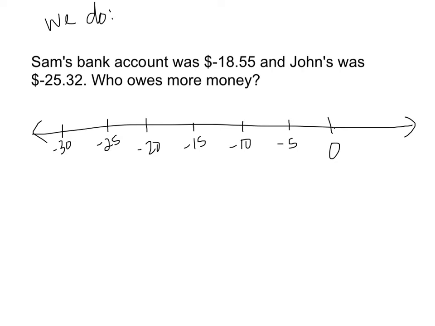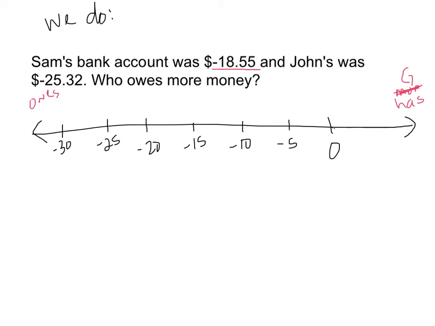So Sam's bank account is negative $18.55. Oh, and on our number line, having more money, greater's over here, that's more, I don't want to say because it's owes. Let's say this way, this is has, this is owes.